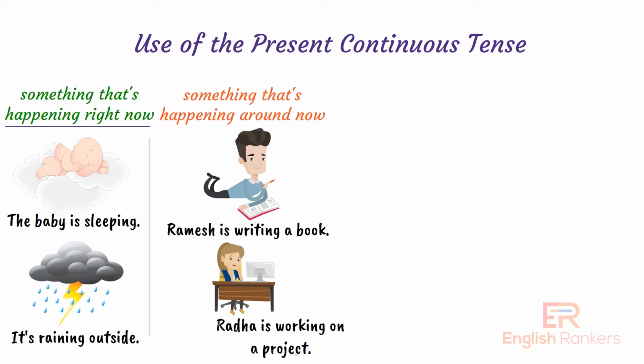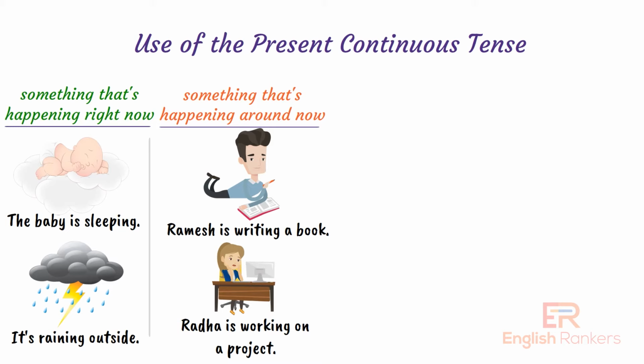We could also say Radha is working on a project. Maybe the project is going to take 1 week and perhaps it will take 1 year or 10 years. We don't know, but it's happening around now.